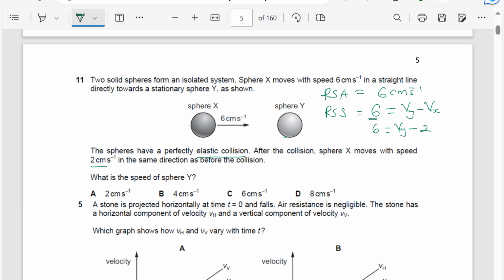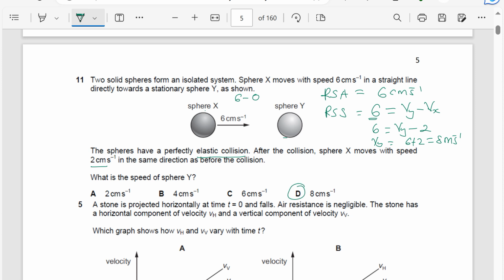The word relative means you subtract the velocities. Relative speed of approach was 6 minus 0. Then the relative speed of separation should be the difference between the two velocities, whichever is bigger. So I just assumed that v for Y is bigger. That's why I started with vy minus vx, but it can also be the other way around. So this means vy is going to be 6 plus 2, which gives us 8 meters per second. So the answer is going to be D.